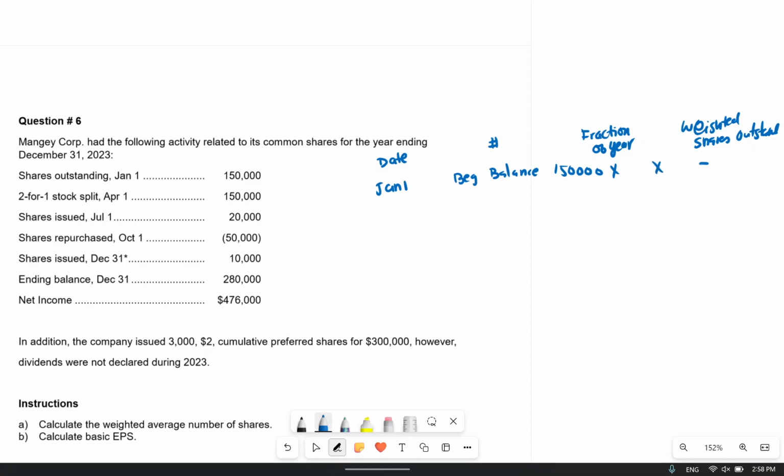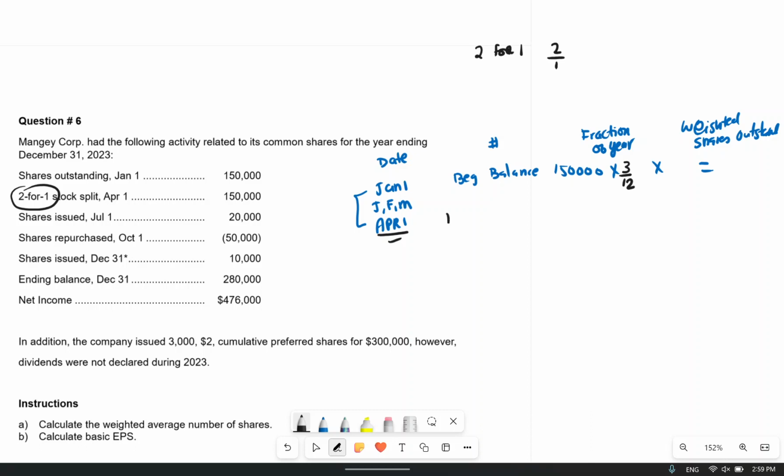multiplied by, my next date is April 1st, and how many months have gone by? January, February, and March, so 3 months have gone by, and we are going to do 3 over 12. And what did we do on April 1st? We issued a 2-for-1 split. 2-for-1 means 2 over 1. So we issued 150,000 more shares.